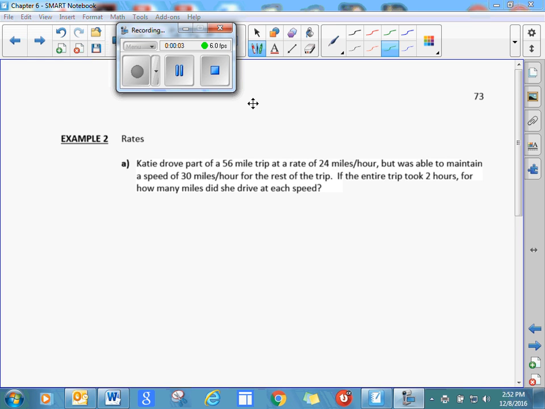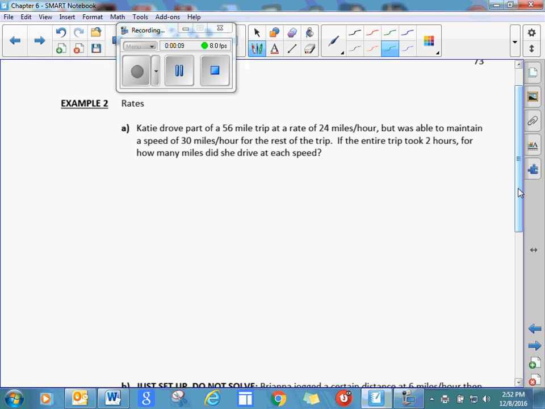So on page 73, speaking of distance, rate, time word problems that I did in the last video, we have one right here. So remember, we're using two variables now. We're going to set up a system of equations. So we're going to write two equations using x and y and solve them by whatever method we decide to choose. So this is distance, rate, time. We're going to go ahead and make a chart.